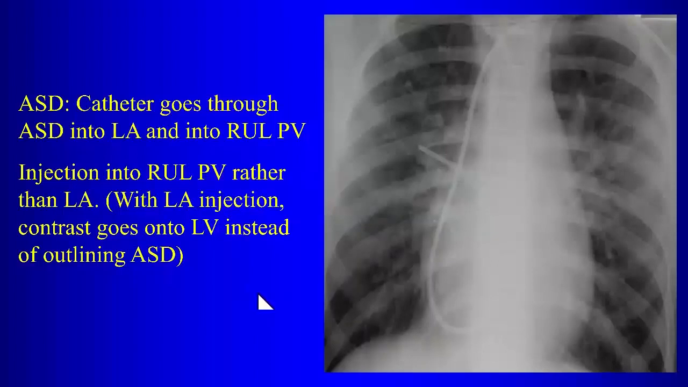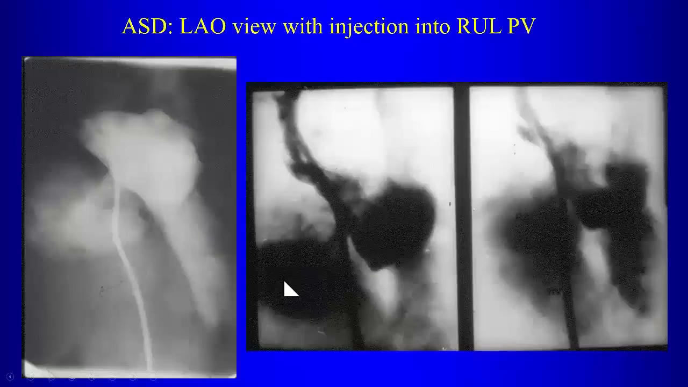Now, angiographically, if you want to demonstrate an atrial septal defect, you want to do this and inject into the pulmonary vein, because that allows the contrast to come down and layer across the atrial septum. If you just inject in the left atrium, the contrast preferentially goes into the left ventricle. Okay? So if you want to demonstrate an atrial septal defect angiographically, it's best to inject into the pulmonary vein, let the contrast come down, and then it goes across the atrial septum, as you see here. Okay?